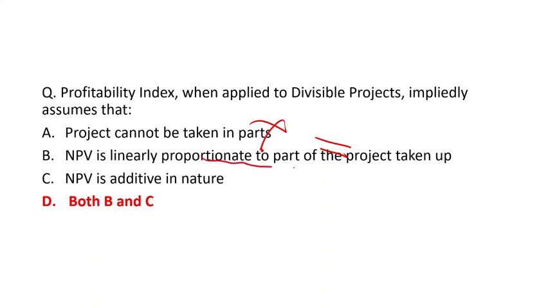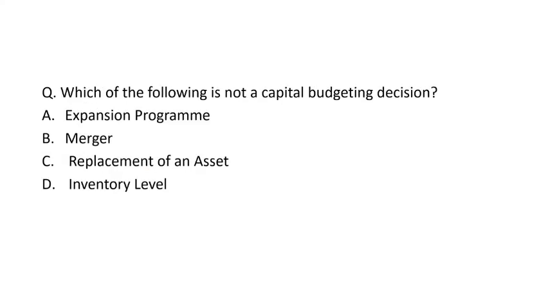NPV is linearly proportionate to the part of the project taken up, and NPV is additive in nature. So both statements, options B and C, are totally correct. So option D, B and C, will be the right answer. Now let's move to the next question.